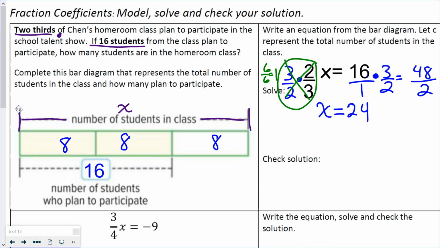Okay, so what I need to do after that is actually check my work. And I've had some kids confused today about how to actually check their work. All you're doing is taking that solution and replacing x with your solution. So I rewrite it as my 2/3 times 24. That should equal 16.